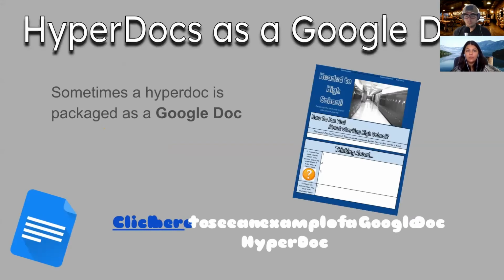So for a HyperDoc done inside of a Google Doc, all your links, all your videos, everything is just packaged in a Google Doc. If you click on the bottom where the link is, where it says click here, it'll open up a template for a Google Doc, and it'll show you different examples. So it'll show you how that Google Doc is actually set up. And the picture is just showing you one about heading to high school.